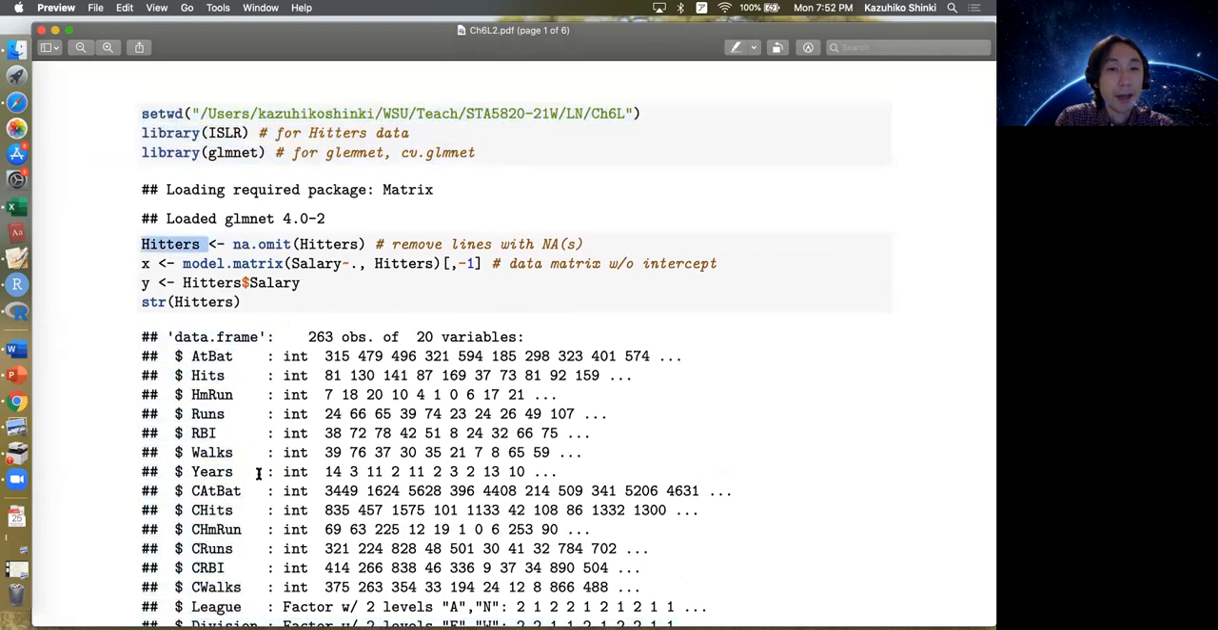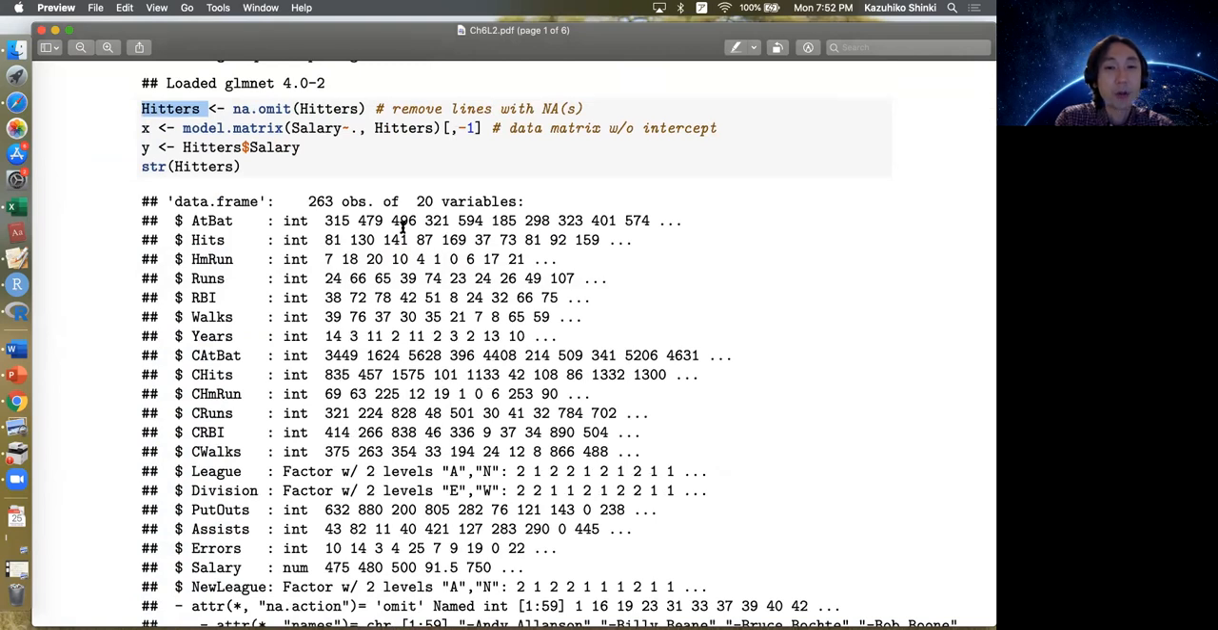the Hitters data is here, and some lines have NAs. Often a data set has some NAs, and if some variables are missing for some data points, then we cannot use those data points for regression. So if we use the na.omit function, then we can remove all lines with one or more NAs. This is a convenient procedure. If we don't have this, we can still do that with the is.na function, but this is really convenient to remove all lines with at least one NA. Okay, then we do. Sorry, Professor.